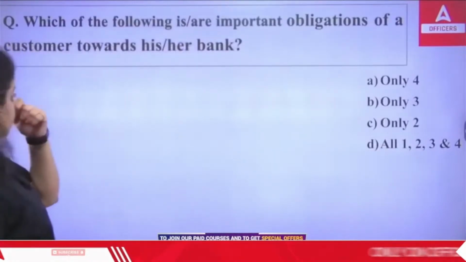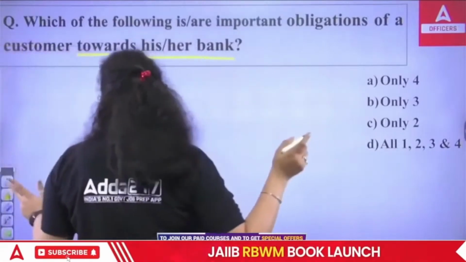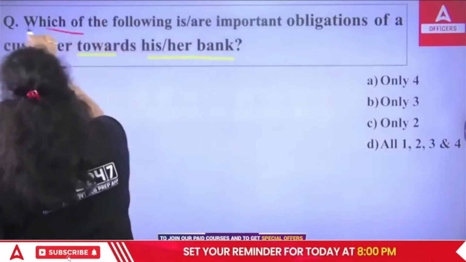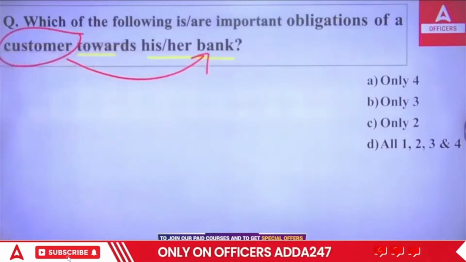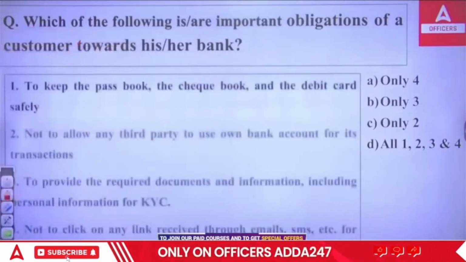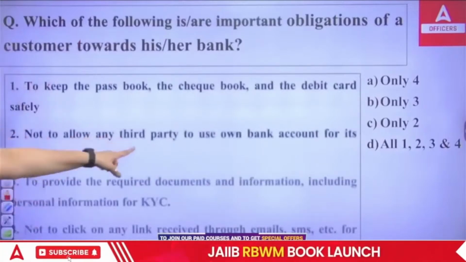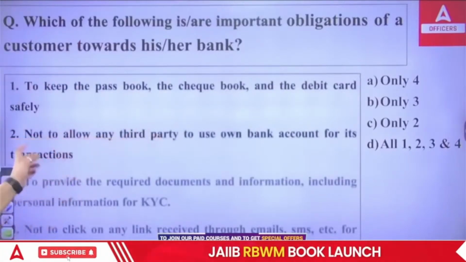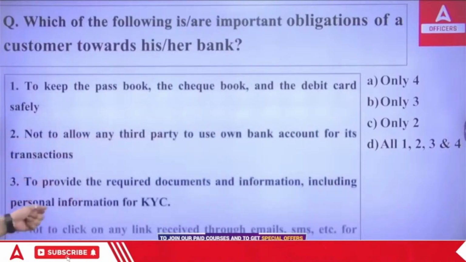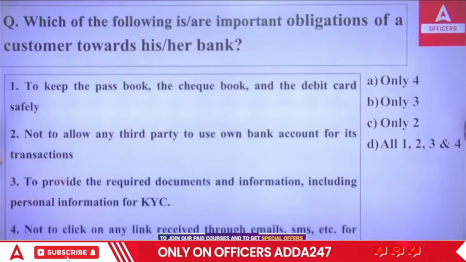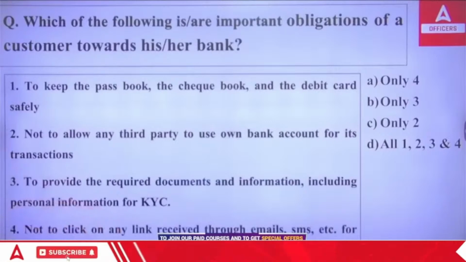Which of the following is an important obligation of a customer towards his/her bank? Now, the obligation of the customer we are talking about towards the bank. The options we have: to keep the passbook, the checkbook, and the debit card safely; not to allow any third party to use your own bank account for its transaction; to provide the required document and information, including personal information for KYC; and the next one is not to click on any link you receive through emails, SMS, etc.